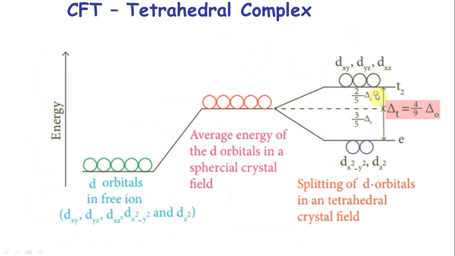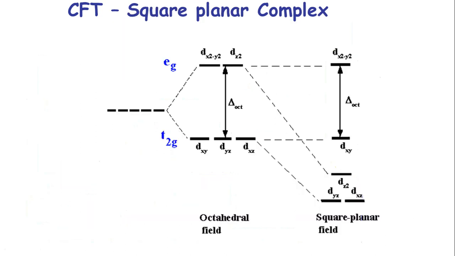Now we saw octahedral and tetrahedral, with no pairing in tetrahedral. The next is square planar. When you take square planar, you start with octahedral. What has happened is that anything along the x and y axis is higher in energy and the z axis goes down. So you see here the z axis and z squared have gone down. xy is the same, x squared minus y squared has gone up.